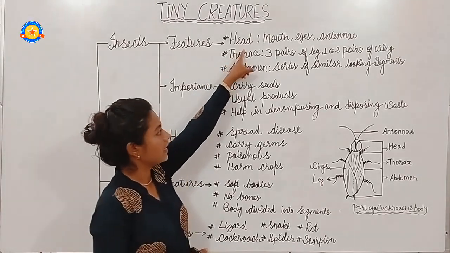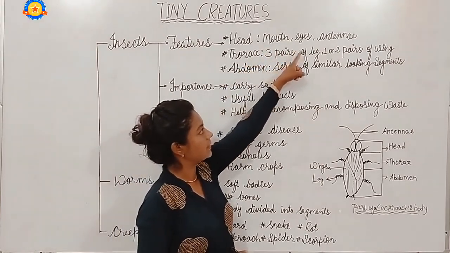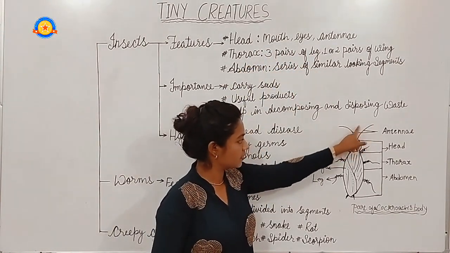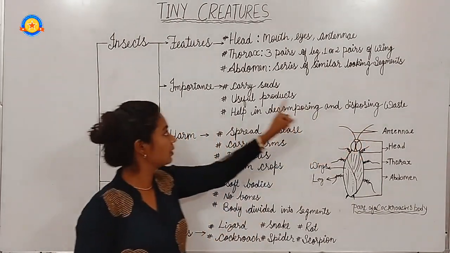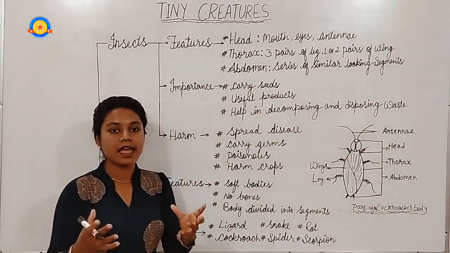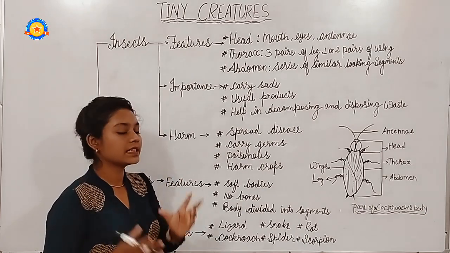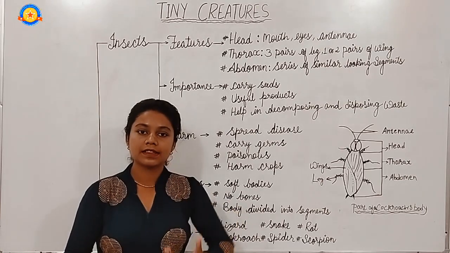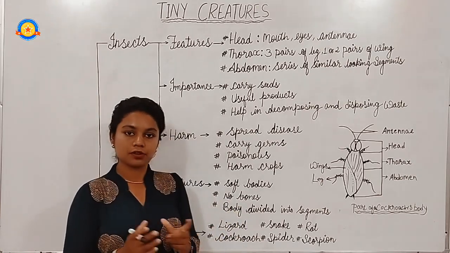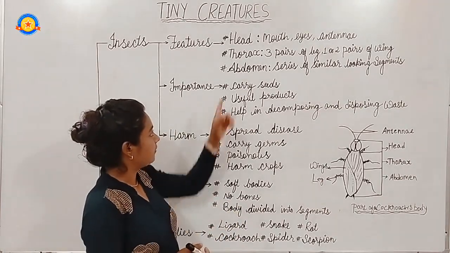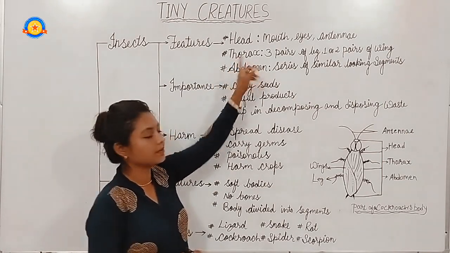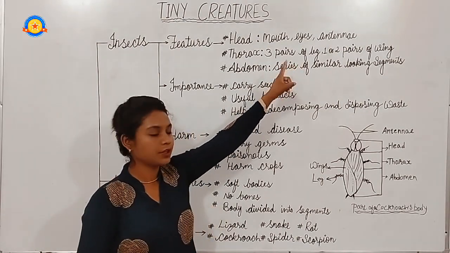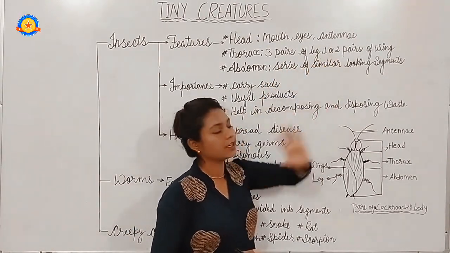This head has a mouth, eyes and two antennae. Here we can see these two, they are called antennae. So the insect's head has two antennae. These antennae help them to feel things in their surroundings. And next, second is the thorax. This thorax contains three pairs of legs, and usually one or two pairs of wings.